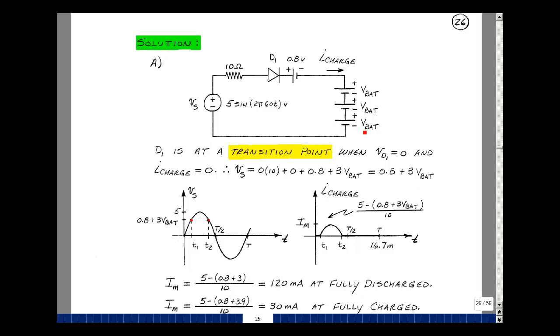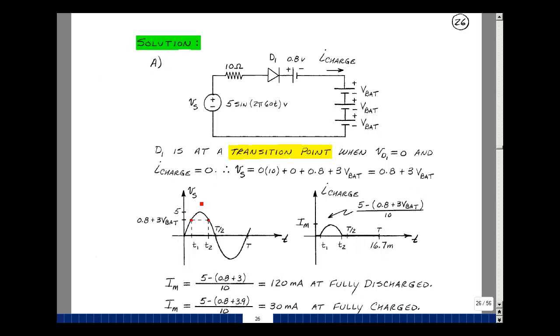Then I have 3 batteries, which I'm going to take from one voltage level to another. And then I have a wall wart that's a 5 volt sine wave with a 10 ohm series resistance due to the windings. So we could sketch V_S versus time. It's going to go up to 5 volts and then down to minus 5 volts. Its period is 1 over 60, and that's 16.7 milliseconds.